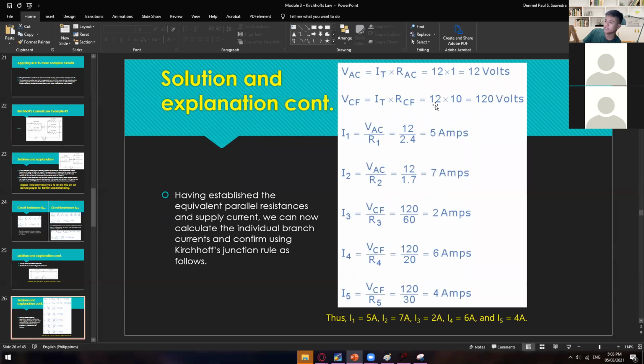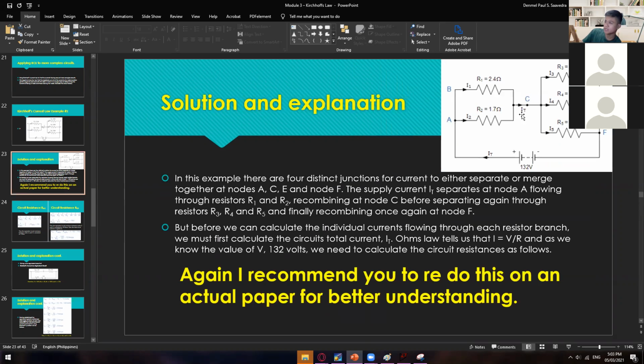And then for the VCF, we have 12 times 10, so 12 for the total current, and 10 for the resistance on the CF. So 12 times 10 is 120. So from here, we have 120 volts that is flowing for the R3, R4, and then R5.